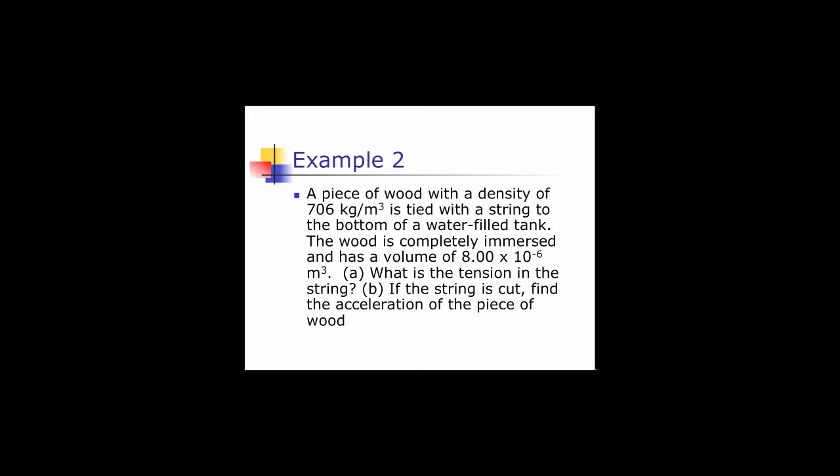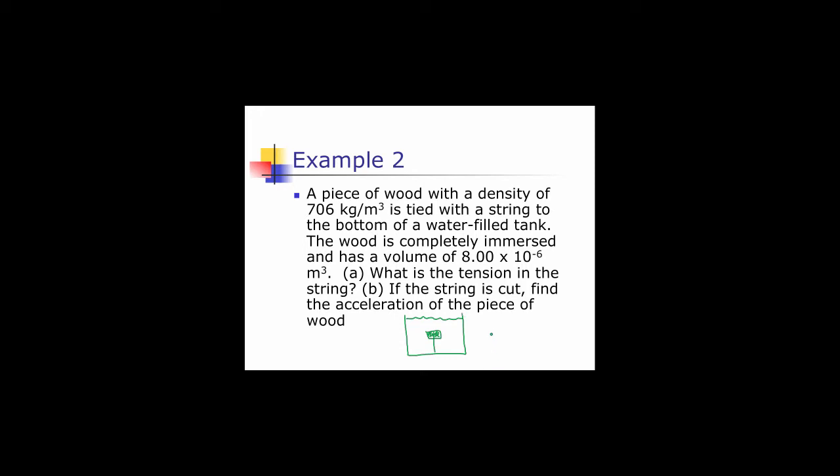A piece of wood with a density of 706 kilograms per cubic meter is tied with a string to the bottom of a water-filled tank. All right, I'd like to draw that here. So apparently this is filled with water. This is a pretty standard problem. And the wood is completely immersed. It has a volume of 8 times 10 to the negative 6 cubic meters. What is the tension in the string? If the string is cut, find the acceleration of the piece of wood.